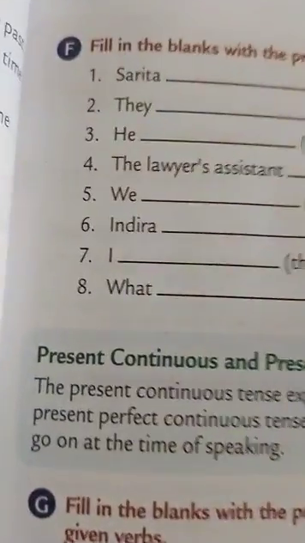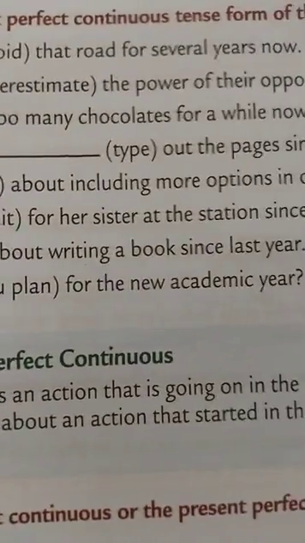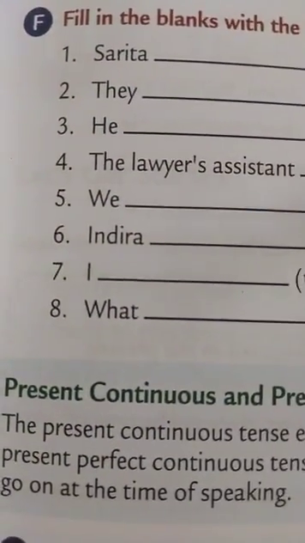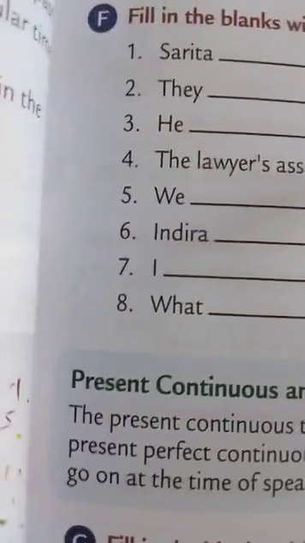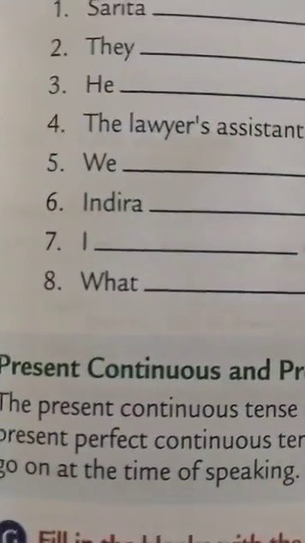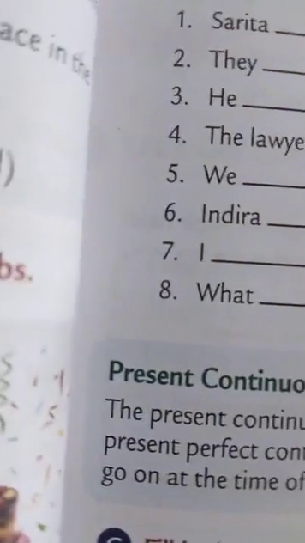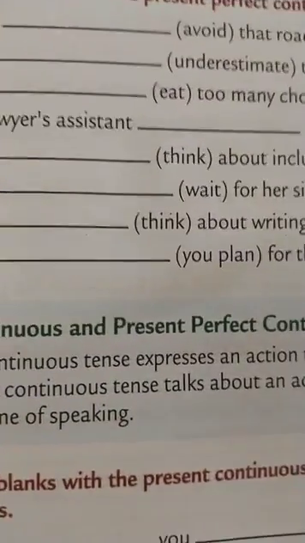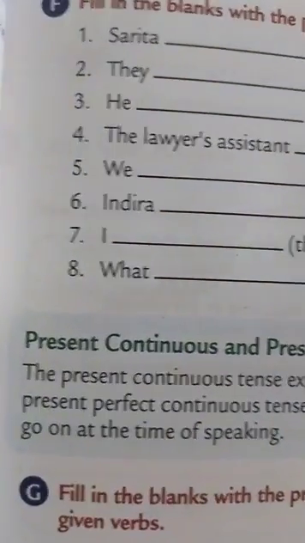Okay. Now see question F. Fill in the blanks with present perfect continuous tense from the given verbs. He dash too many chocolates for a while. He has been eating. He has been eating. Okay. I dash about writing a book since last year. I have been thinking. Okay.